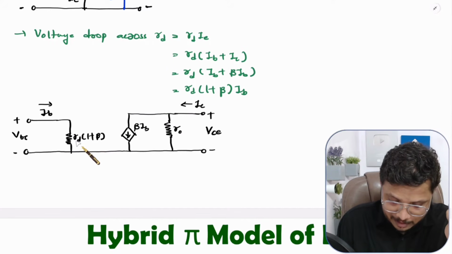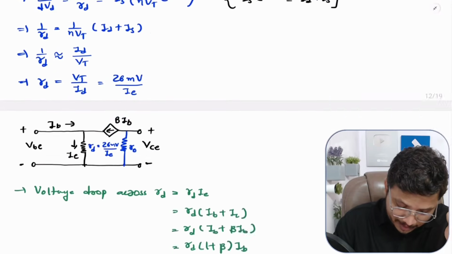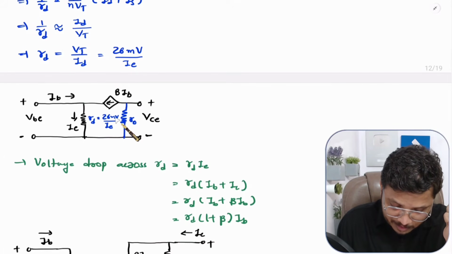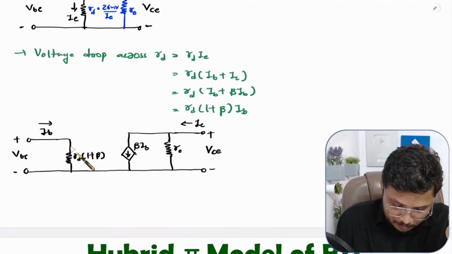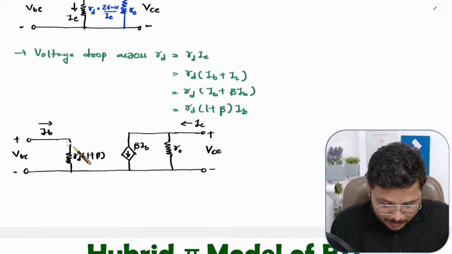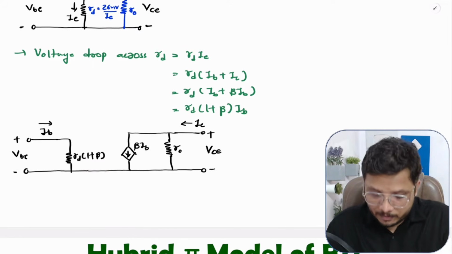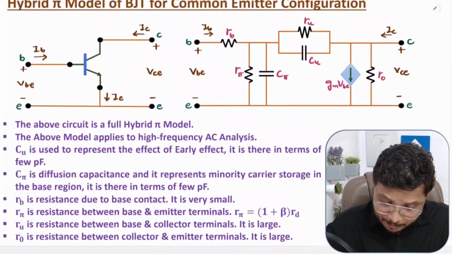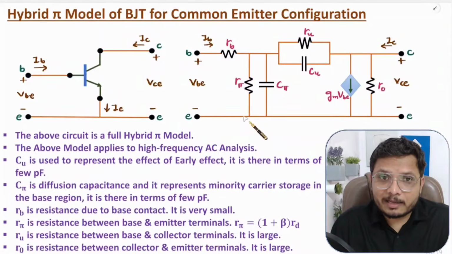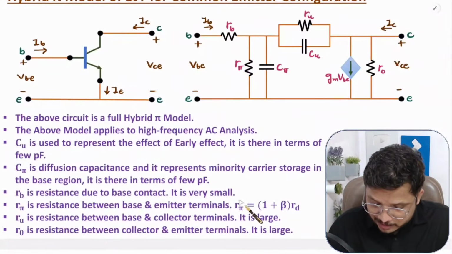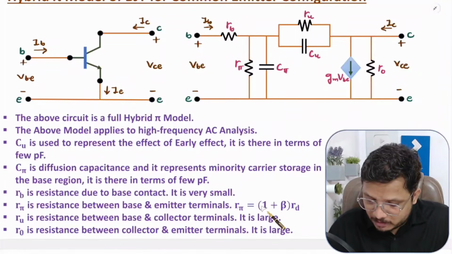So the RD value, that I have derived. You see, RD is 26 millivolts by IE, right? And the resistance between base and emitter is RD into (1 plus beta), that I have derived. See this R-Pi, that is the resistance between base and emitter only, so that's why the notation is different. R-Pi is 1 plus beta into RD.